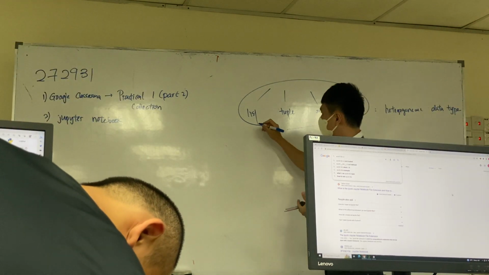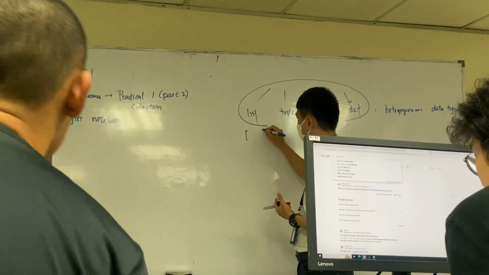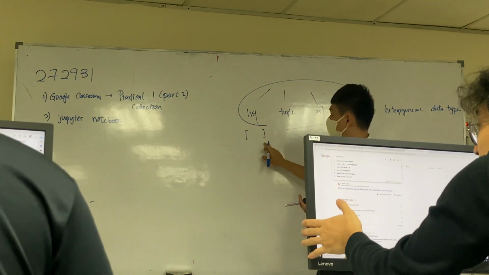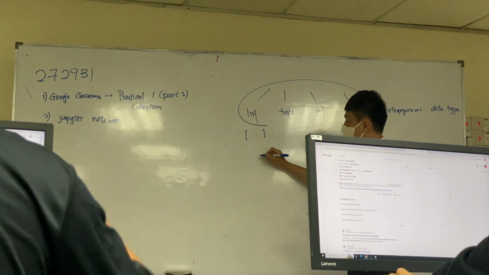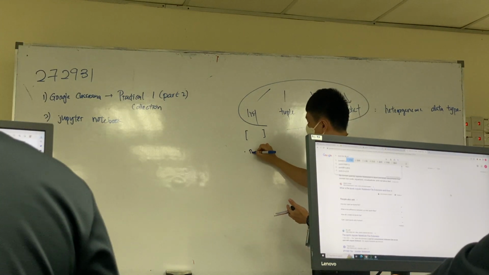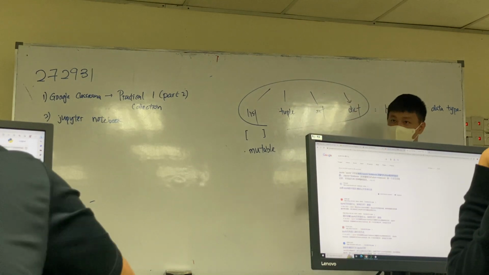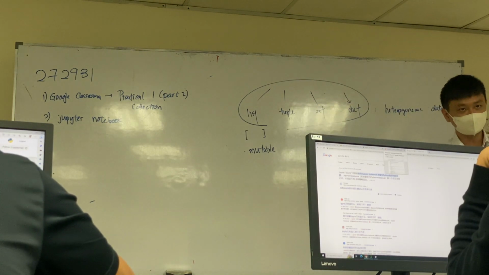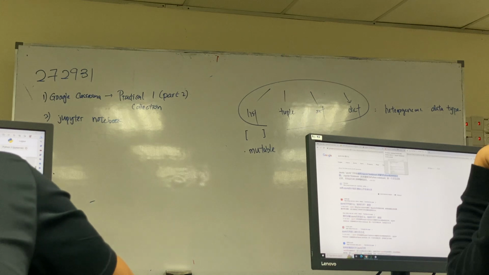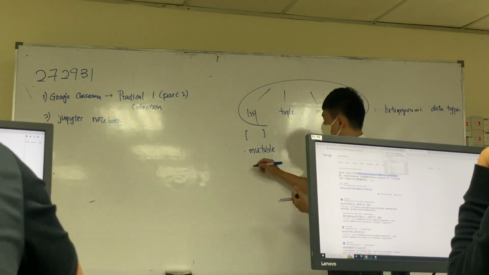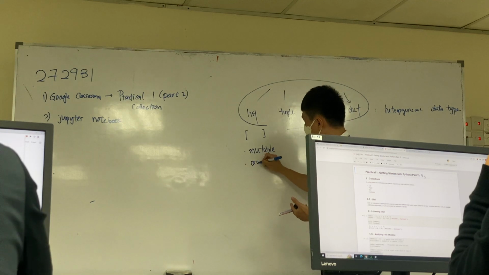So the syntax for the list is square brackets. Whenever you see square brackets, the first one, that stands for the list. The advantage of the list is that it is mutable. Mutable means you are allowed to do modification: editing, you add, you delete, you pop out, you remove from the list. Okay, so this list is ordered.